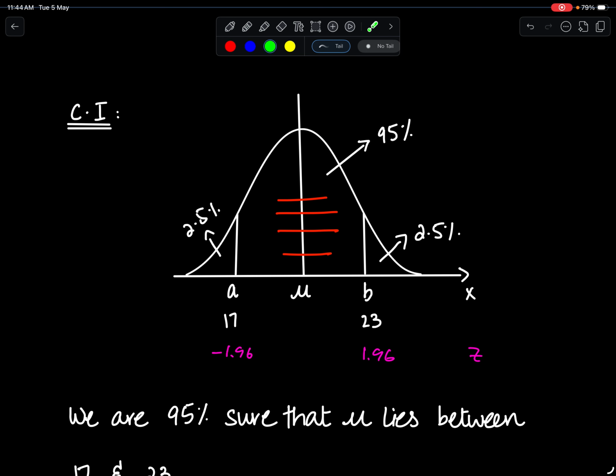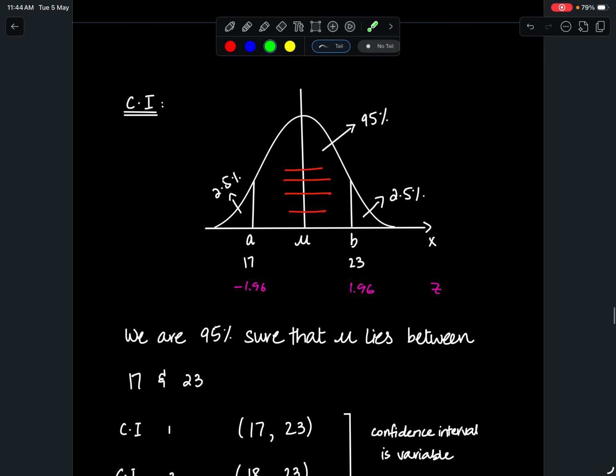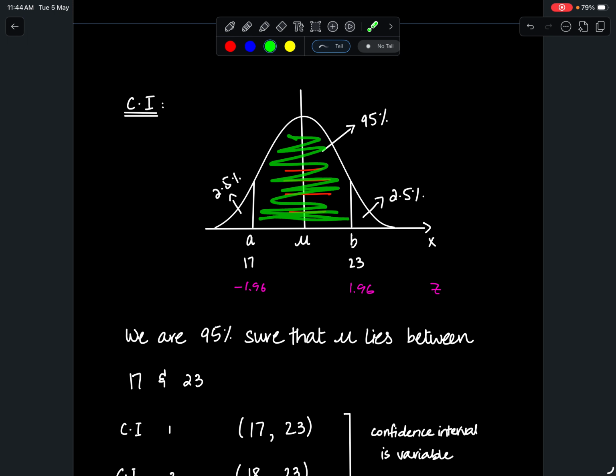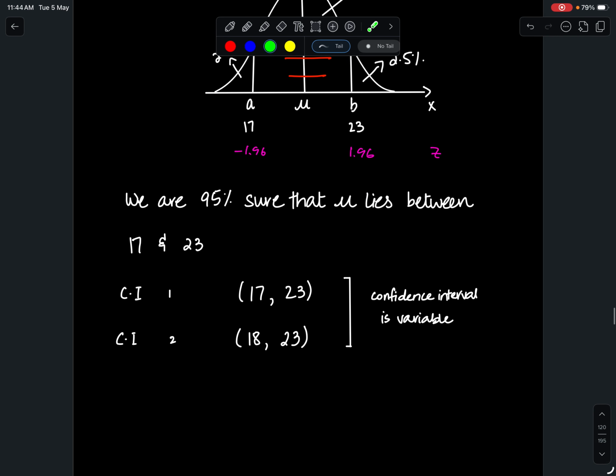A 95% CI means we are 95% sure that mu lies in this interval, and these are the limits of the CI. And we are 5% unsure, 2.5% on each side, that mu does not lie in the interval. The confidence interval is variable. If we have different samples, then we will get different confidence intervals.